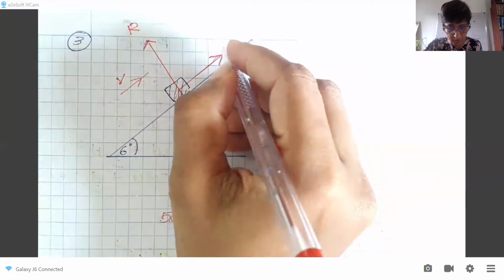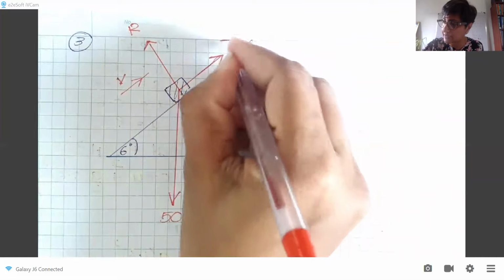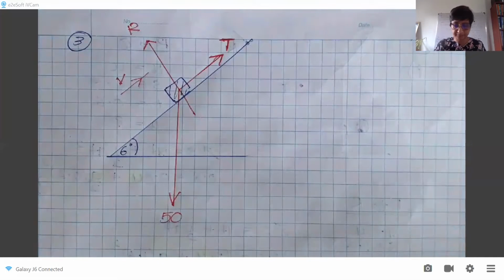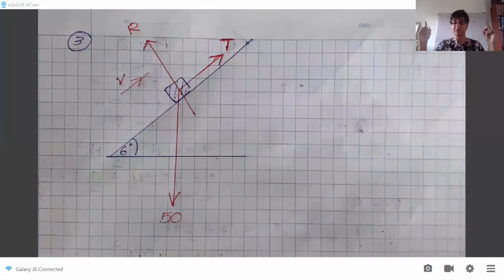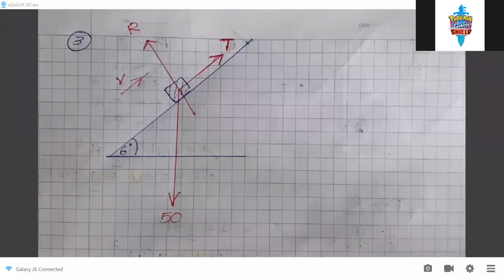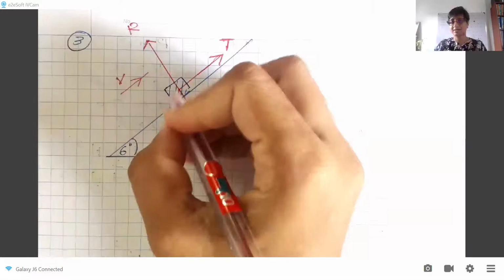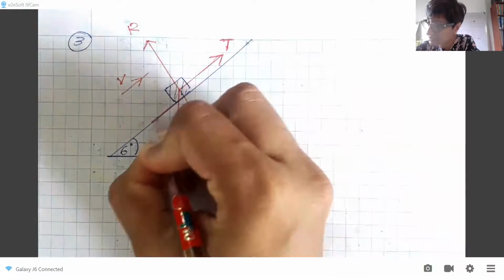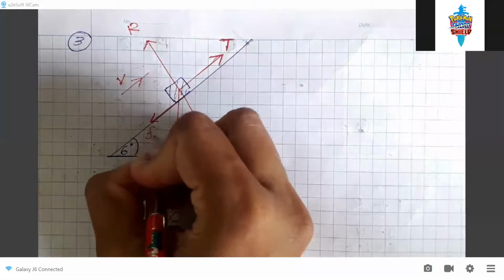So this tension, do we know how much that is? No, so let's mark it as T. That force is T. What else are we going to have? Already we have three forces. What more? Friction. What direction? Nathan, what direction? Friction is downwards. And is it the max or something else? Max, it's moving. So F max.